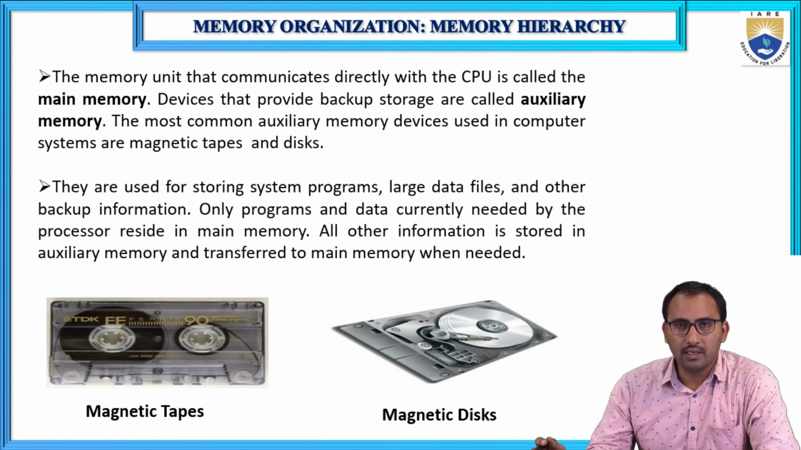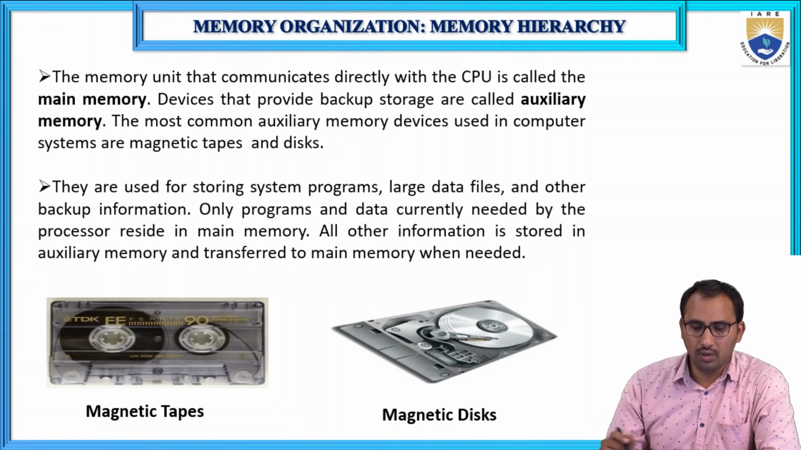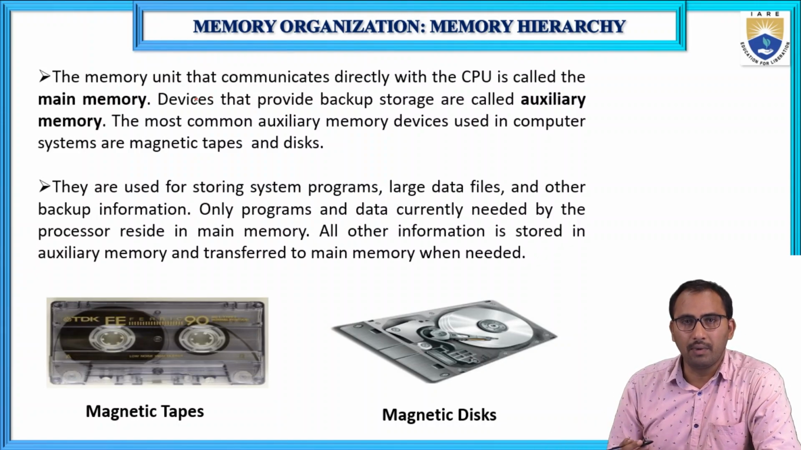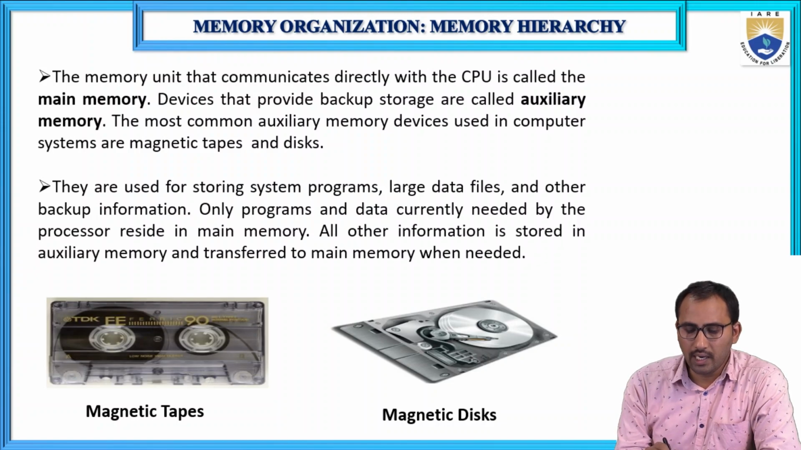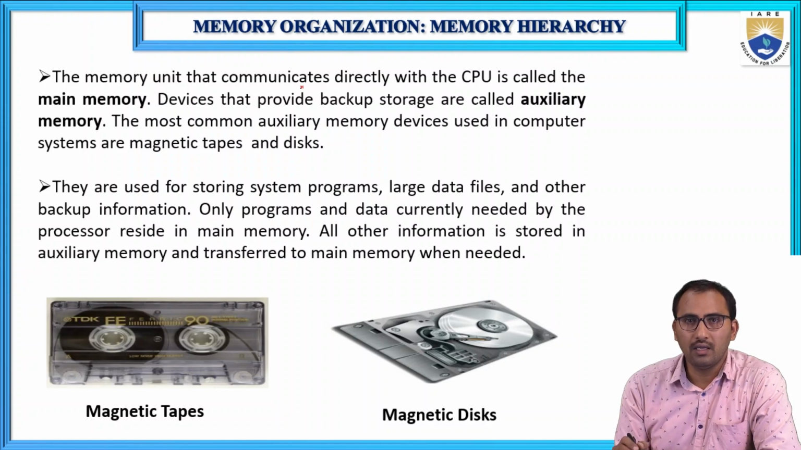A digital computer system consists of several memory devices, like main memory, auxiliary memory, and cache memory. So what is main memory? Main memory is the memory unit that communicates directly with the CPU. Because the memory is directly communicating with the CPU, it is called main memory.